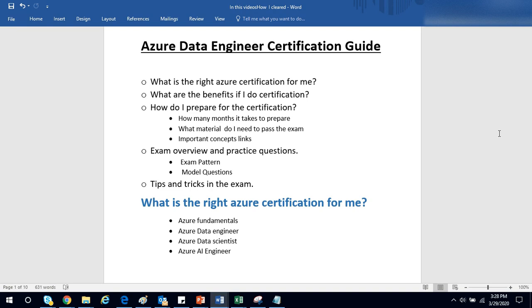They had questions like, what is the right Azure certification for me? What are the benefits if I do this certification? How to prepare for this certification? And they want to know various tips and tricks to pass this exam.